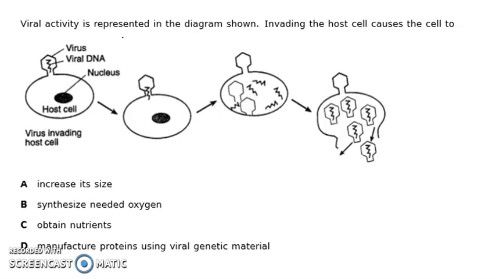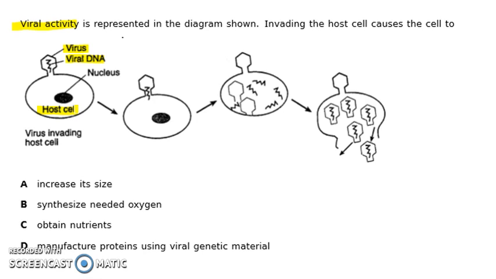Viral activity is represented in the diagram shown. Invading the host cell causes the cell to blank. So we see a diagram. As it says, this is viral activity. We want to highlight some key terms, remember, before we read answer choices. We want to highlight viral activity. That's what this is. We see a virus. We see the viral DNA being injected into the cell, and we see a host cell that's being invaded.